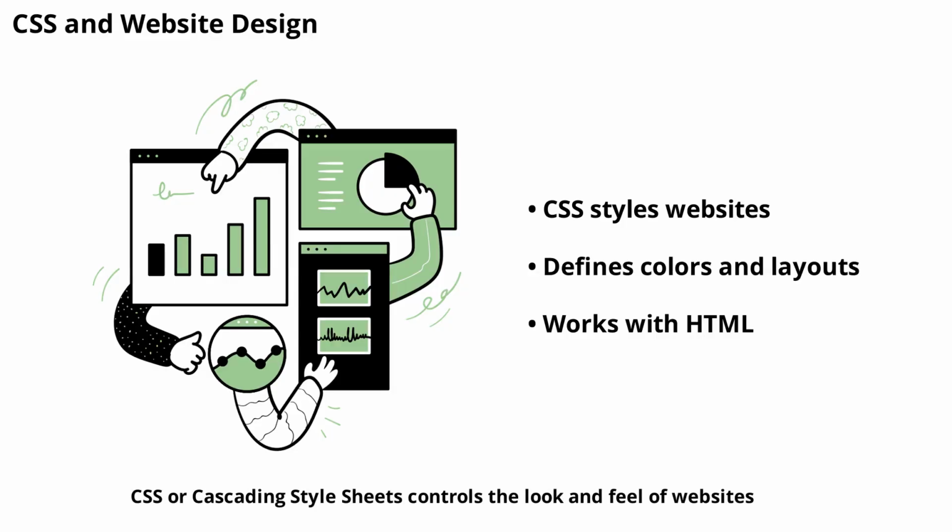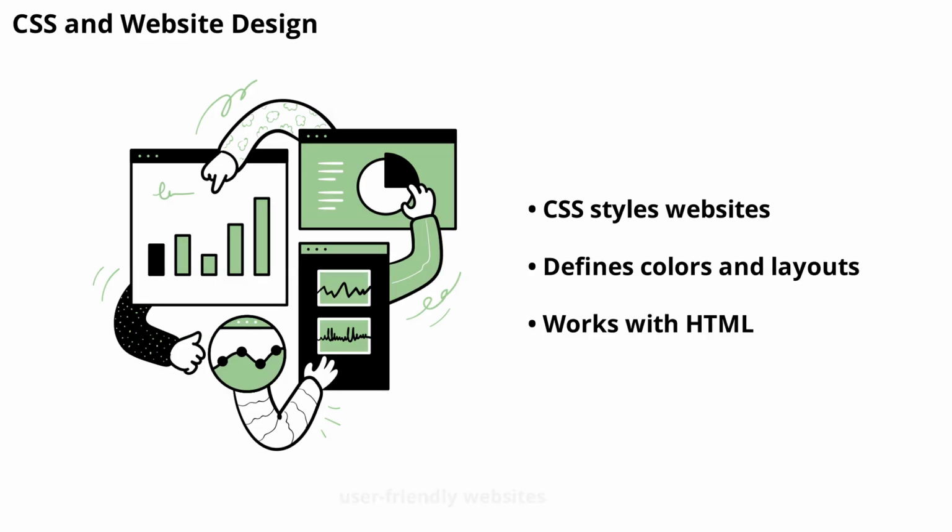CSS, or Cascading Style Sheets, controls the look and feel of websites. It defines colors, fonts, layouts, and more, allowing designers to create visually appealing pages. When combined with HTML, CSS transforms plain text into beautiful, user-friendly websites.